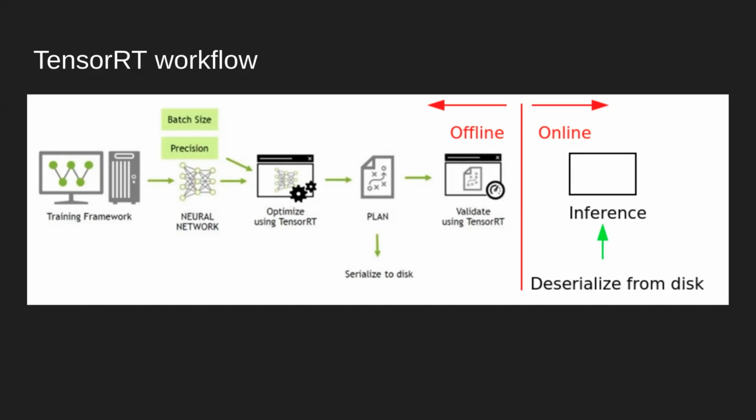The engine file is optimized for the specific GPU on which it was generated. So you don't want to copy these engine files between different computers. It does take a few minutes to generate this engine file, which is why we do want to perform this step offline, or at least perform it only once, then save the engine file to disk. So when we're ready to actually run inference, we can load this engine file from disk and then go ahead and run inference.